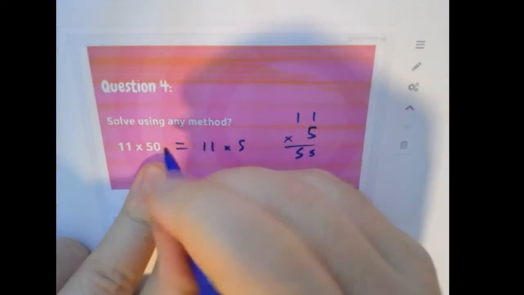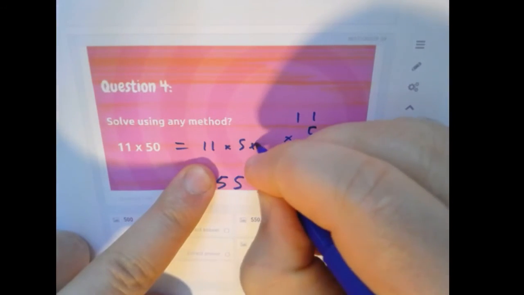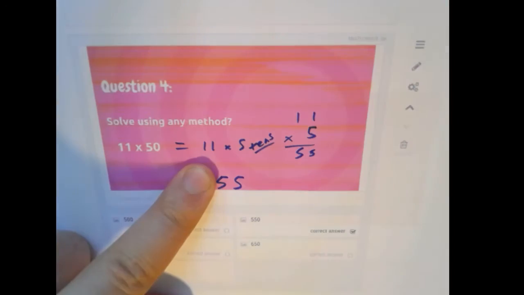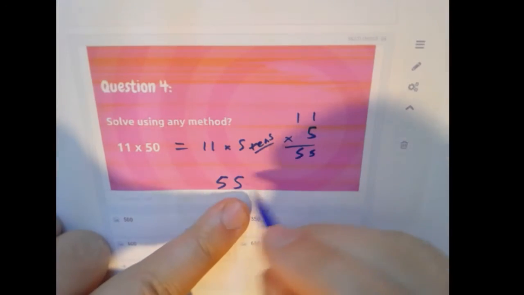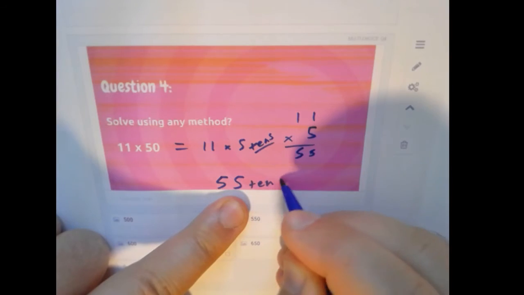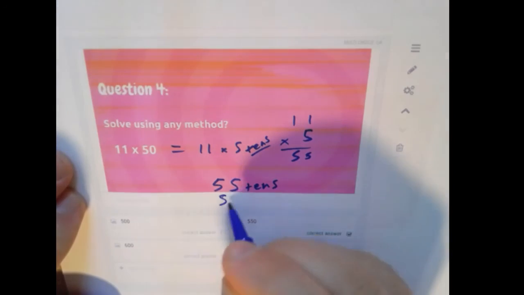5 times 1 is 5, 5 times 1 is 5, so 55. And what did we do? It was 11 times 5 tens, we should have written here, so it's 11 times 5 tens. So really we have 55 tens, or 550.